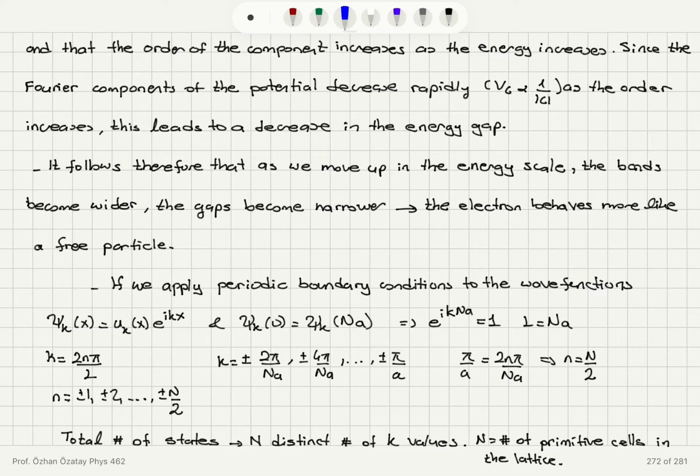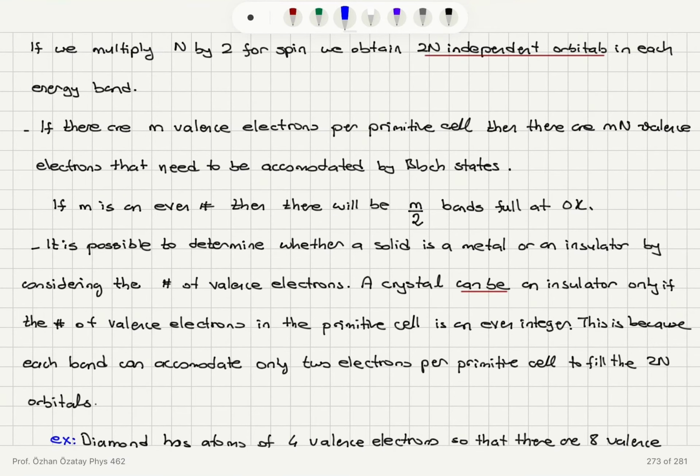So what is capital N here actually? It's the number of primitive cells in the lattice. So for each primitive cell, we have a k value. Now, considering the wave vectors, we also have a spin degree of freedom. For each state we can have spin up or spin down. Then we have two capital N independent orbitals in each energy band.